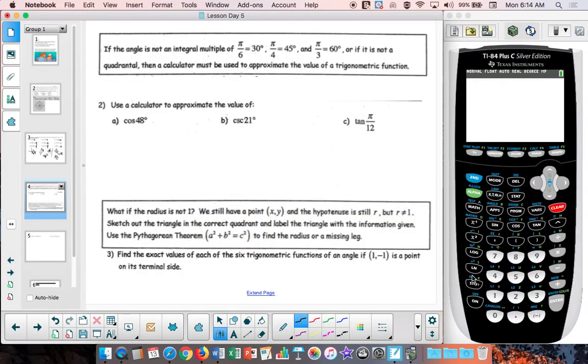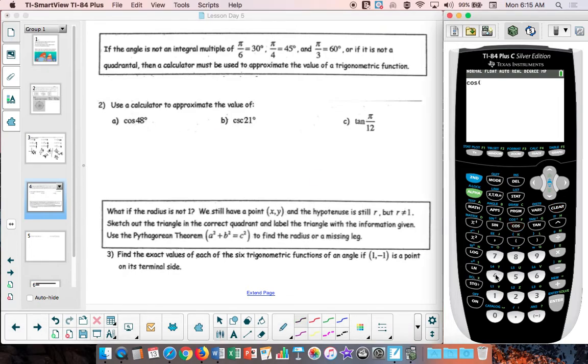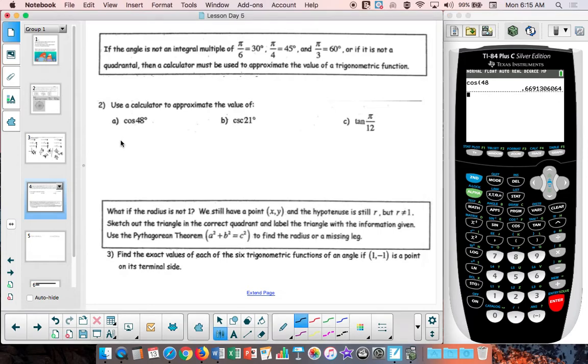So we're going to go to the calculator for this. And on the calculator, make sure you're in degree mode, at least for the first two. Cosine of 48 is good, quick and simple. Cosine 48, and round to the nearest hundredth, so 0.67 is going to be our answer there.